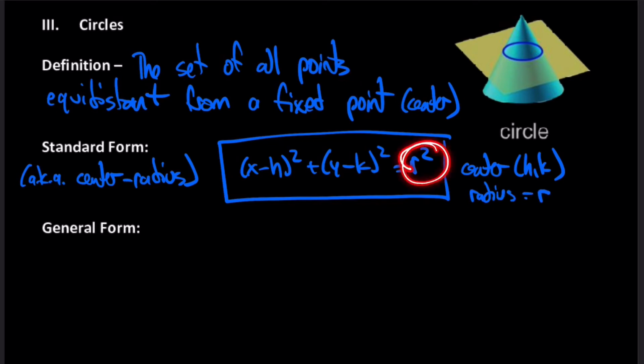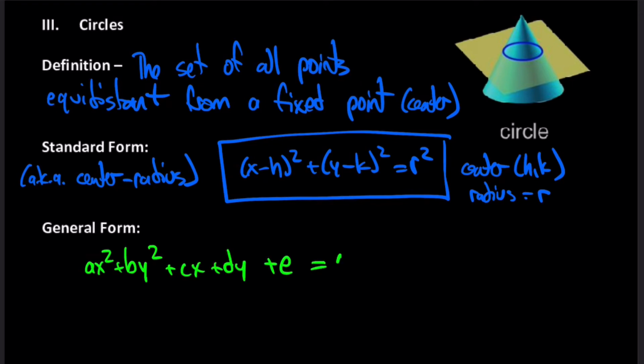Whatever this number is, that's the radius squared. The radius is just r. General form. Okay, we talked about this a little bit. It's going to be ax squared plus by squared plus cx plus dy plus e equals 0.